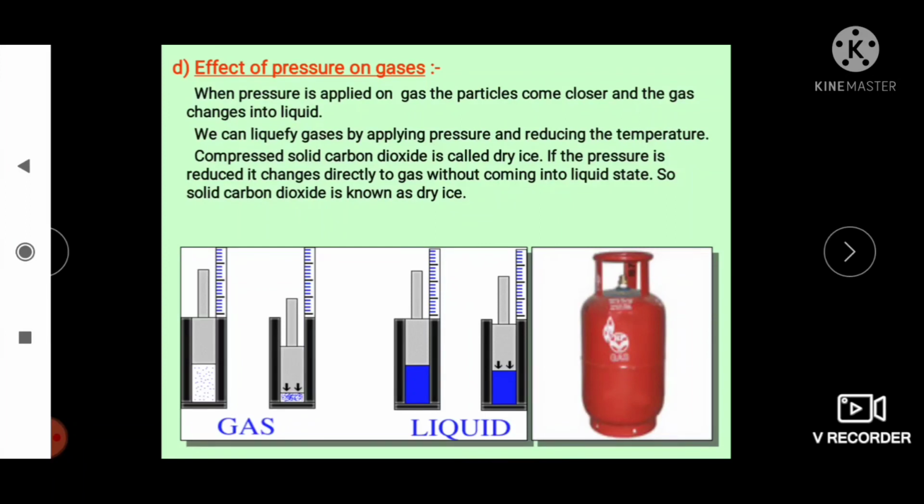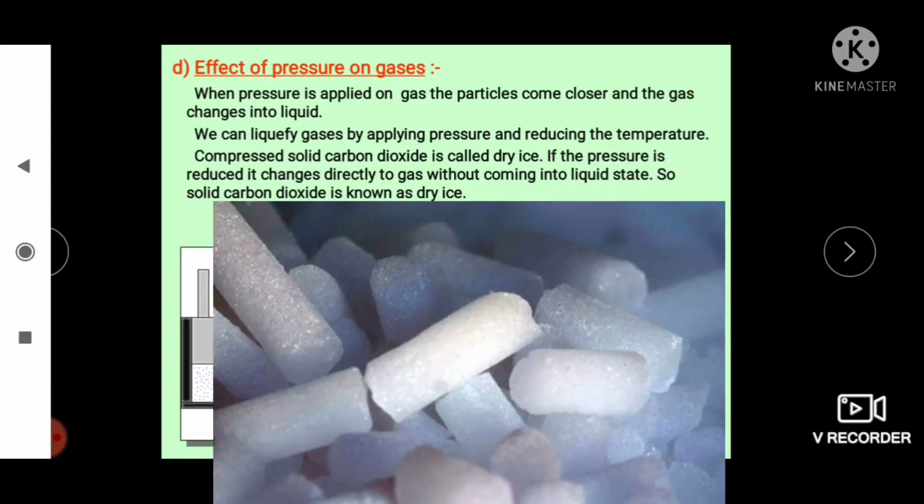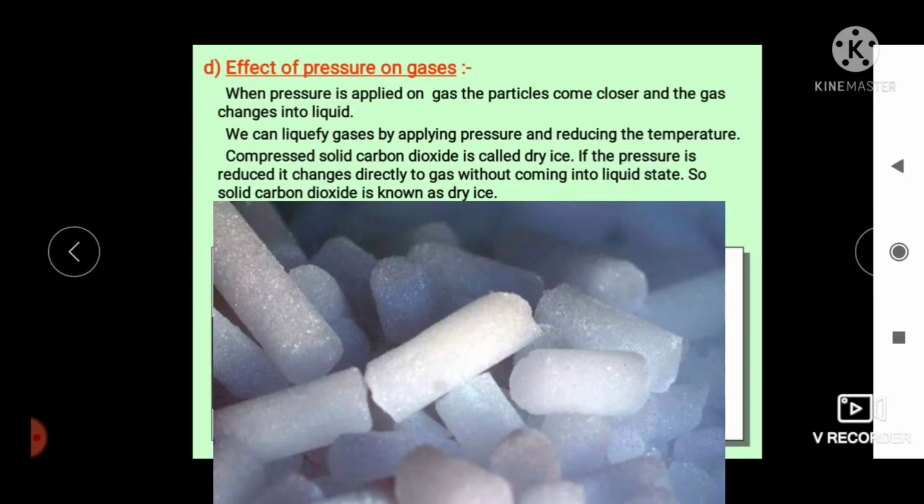Have you heard of solid carbon dioxide? It is stored under high pressure. Solid carbon dioxide gets converted directly to gaseous state on decreasing of pressure to 1 atmosphere without coming into liquid state. This is the reason that solid carbon dioxide is also known as dry ice. Compressed solid carbon dioxide is called dry ice. If the pressure is reduced, it changes directly to gas without coming into liquid state.